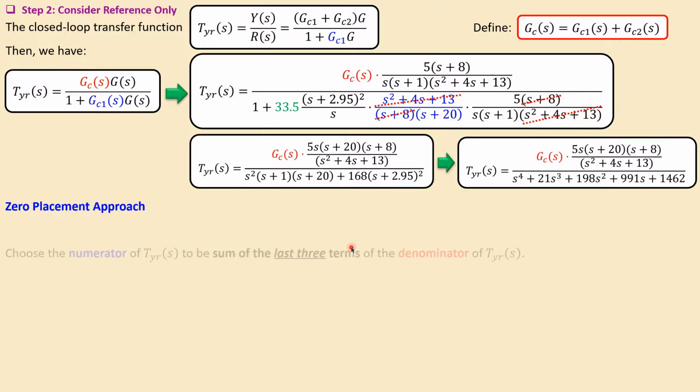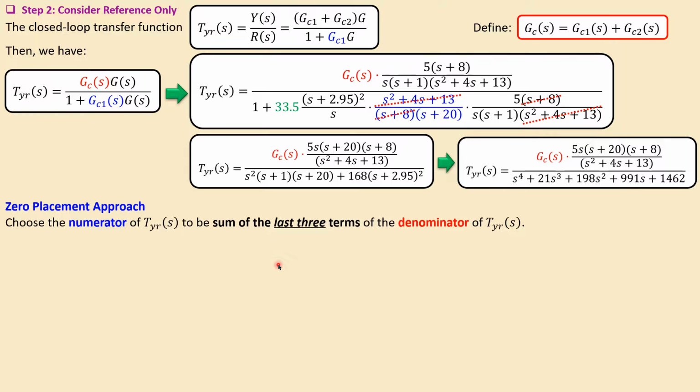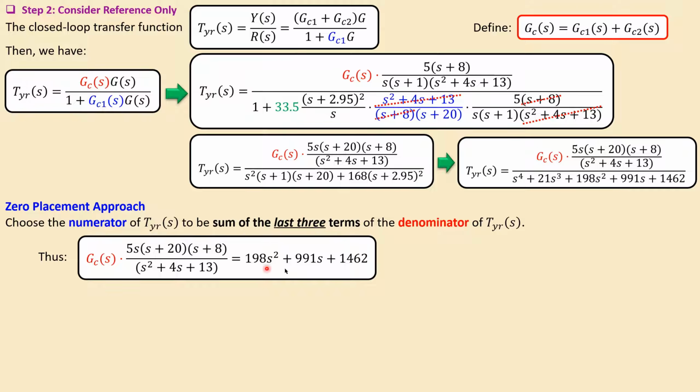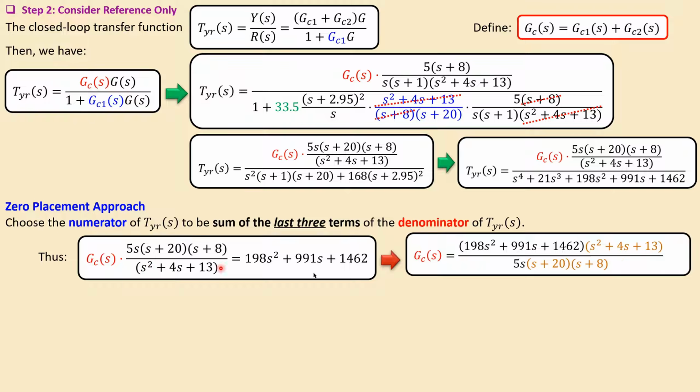So the zero placement approach, what we do is we choose the numerator of this equal to the last 3 terms of the denominator of, again, the same expression. That is a zero placement approach. So thus we have this is equal to the 198 s squared plus etc. You get this one. Now if you now work it out, just looking at the total controller, you will get actually this right hand side divided by this left hand side coefficient, except of course the GC. Then you will have this.